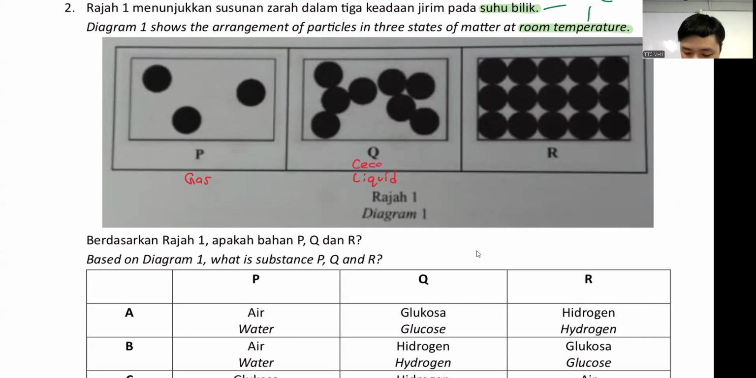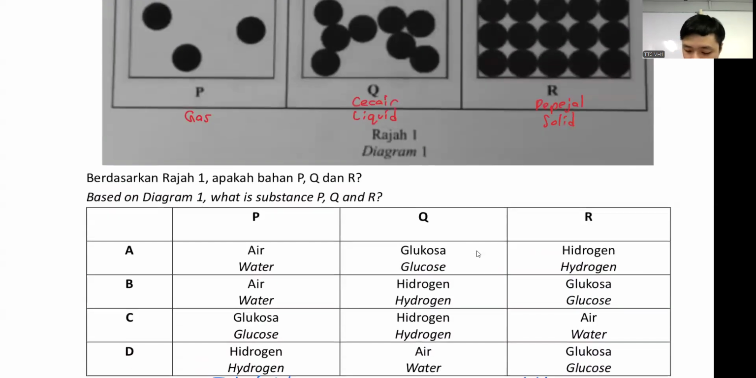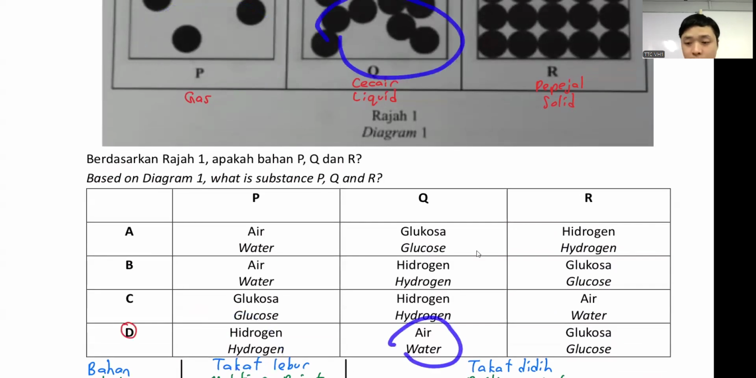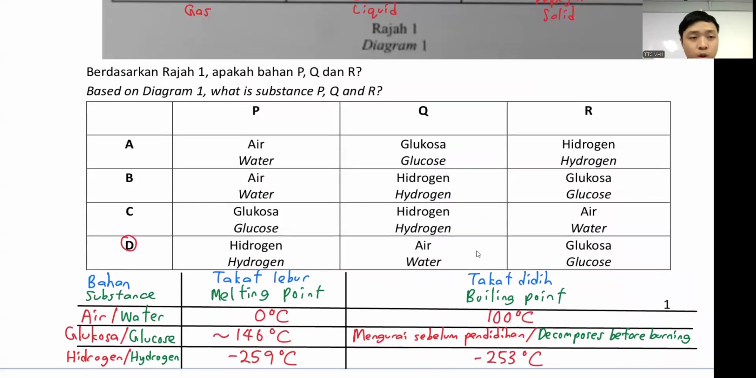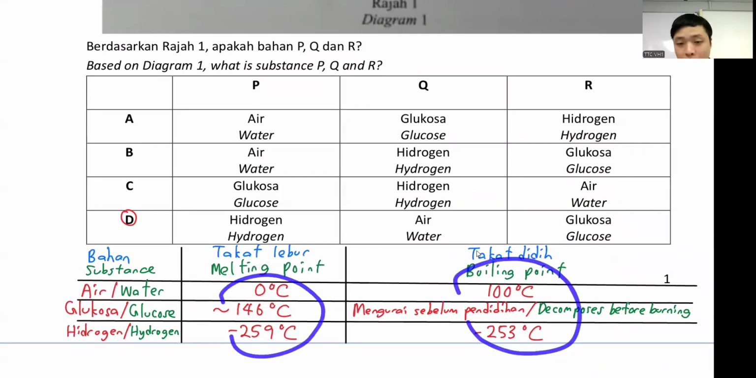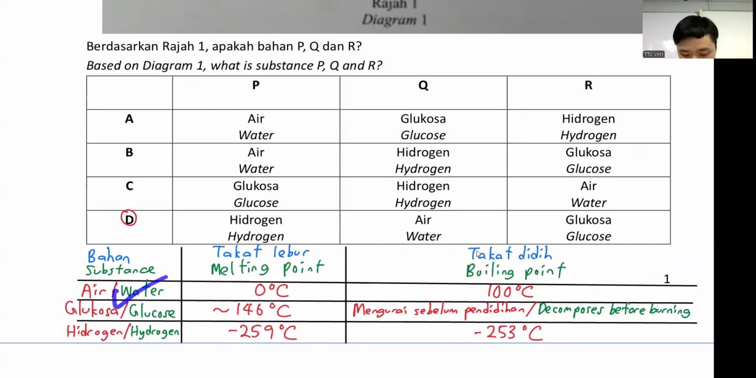R is purple solid. So obviously, P is hydrogen, you can already confirm. Water is liquid. Glucose is a sugar, you learn in bio. It's solid at room temperature. If you want to know the melting point and boiling point, I state them here, but not important in our syllabus, just to show you. Important for water, of course, but the others are just to show you only.